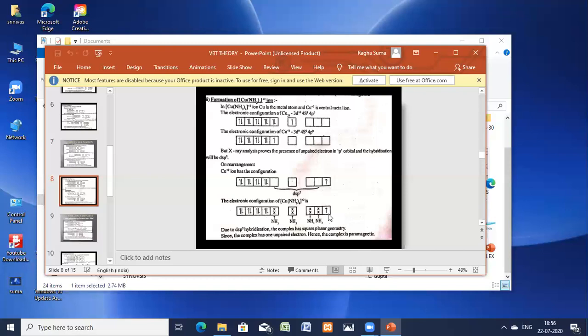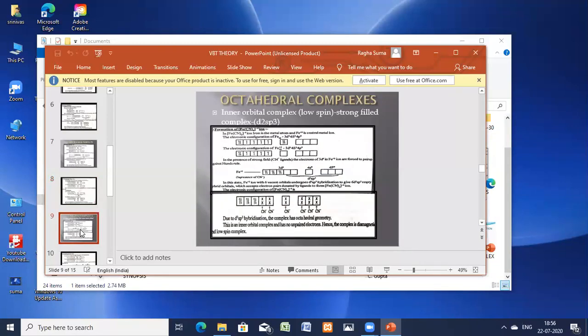Okay, so now the application of VBT we have seen for square planar complexes. The tetrahedral is completed, square planar is completed. Now we'll see the octahedral complexes. Let us apply VBT to the octahedral complexes.